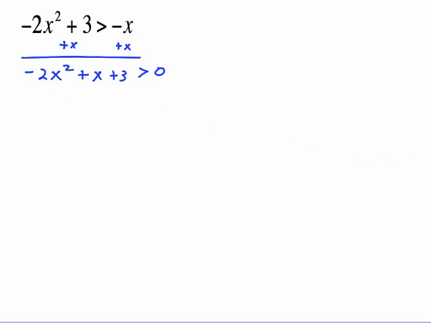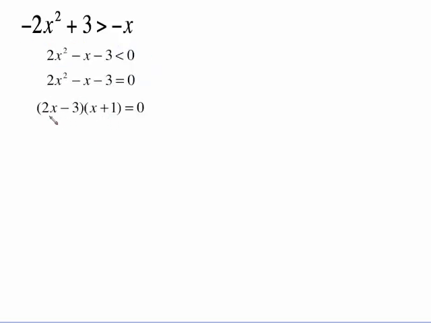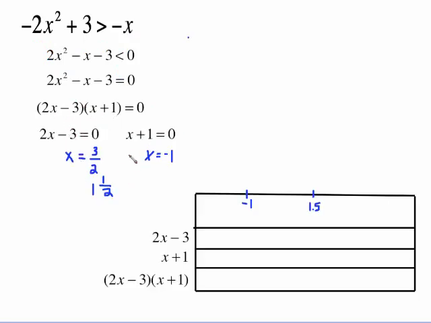Very easy for me to change it, and that is just divide everything by negative 1. That means both sides by negative 1. And you should remember when you divide an inequality by a negative, that makes that inequality sign change. Of course, 0 divided by anything is still 0. And now this stuff over here is positive 2x squared minus x minus 3. Here's our equation. We need to factor that. It factors as 2x minus 3 times x plus 1. Set each of those equal to 0 and solve.